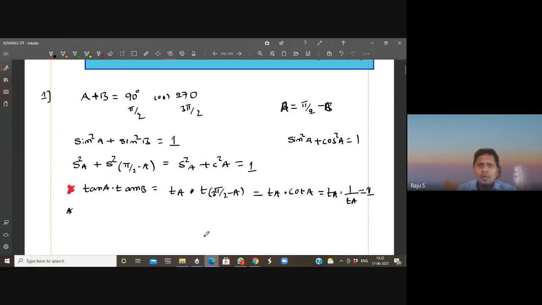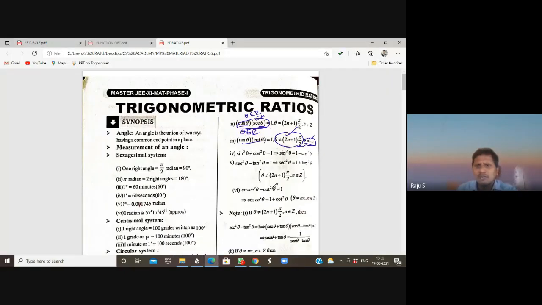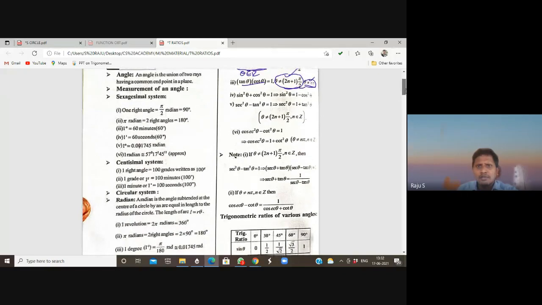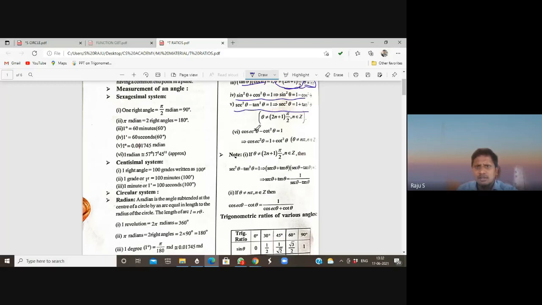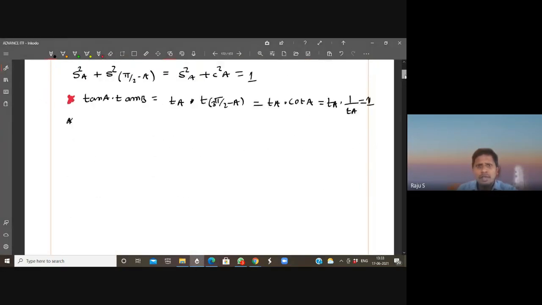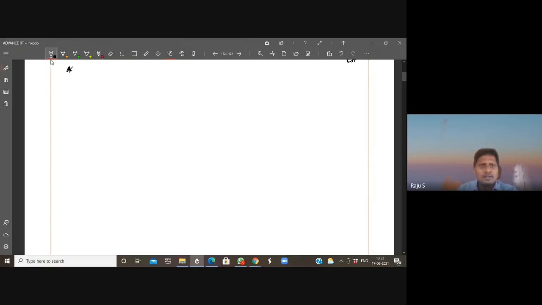Like that, a few properties are there. Everything will be there here. Sine square theta, these are the properties already we discussed. These are the standard forms. So if theta is not equal to 2n plus 1 into pi by 2, n belongs to the integers, then secant square theta. So this condition you have to remember, because in the exam they may ask a question like that.